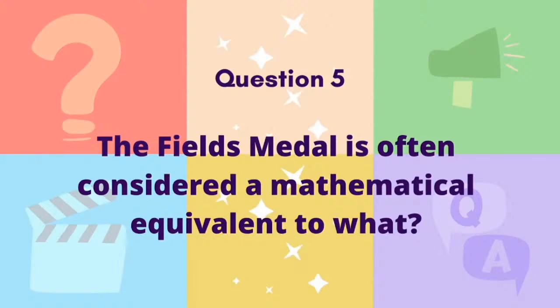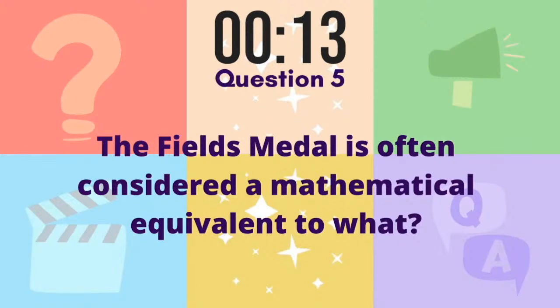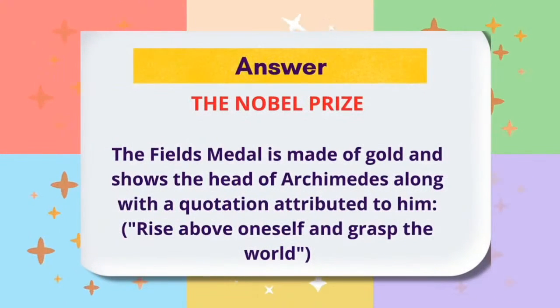Question number 5. The Fields Medal is often considered a mathematical equivalent to what? Answer, the Nobel Prize. The Fields Medal is made of gold and shows the head of Archimedes, along with a quotation attributed to him, "Rise above oneself and grasp the world."